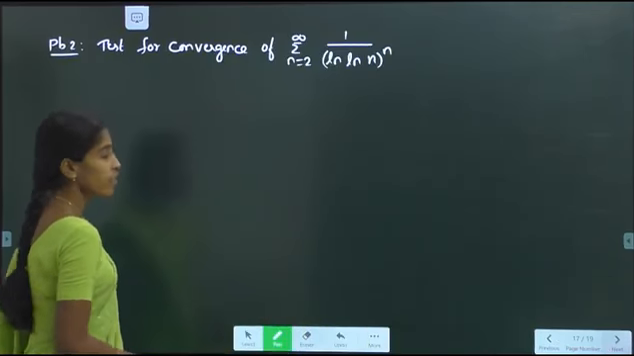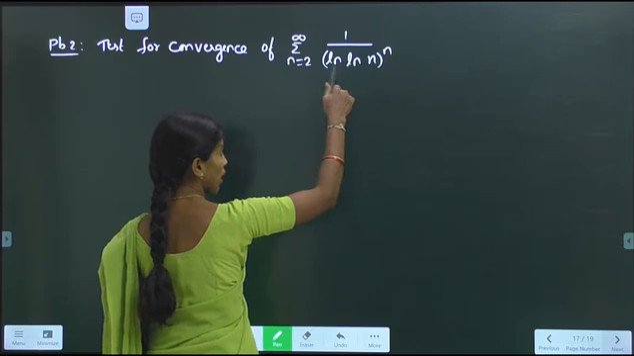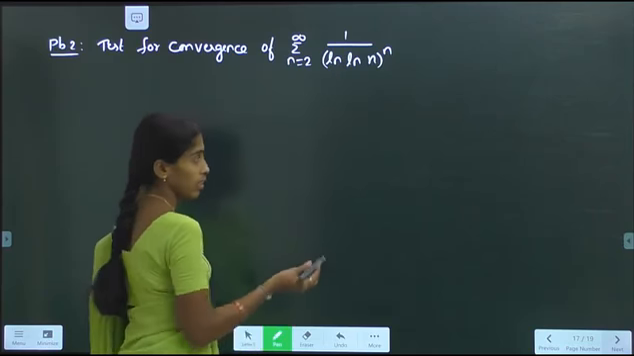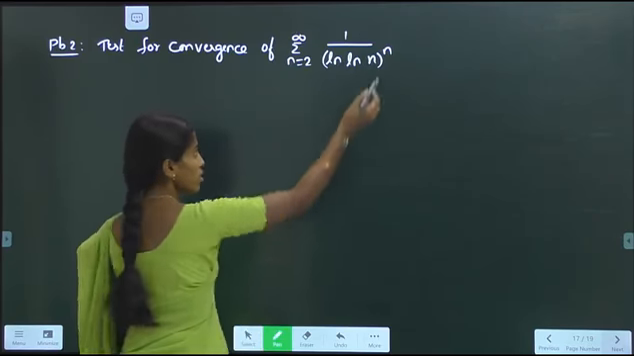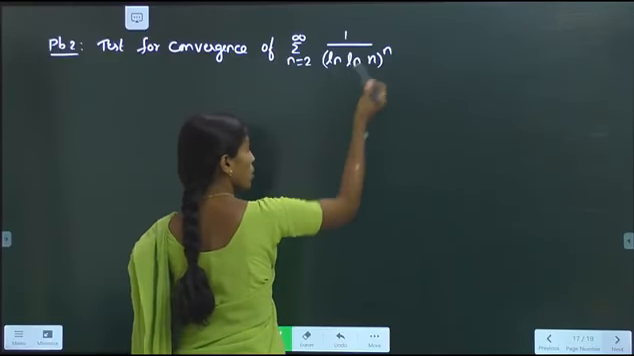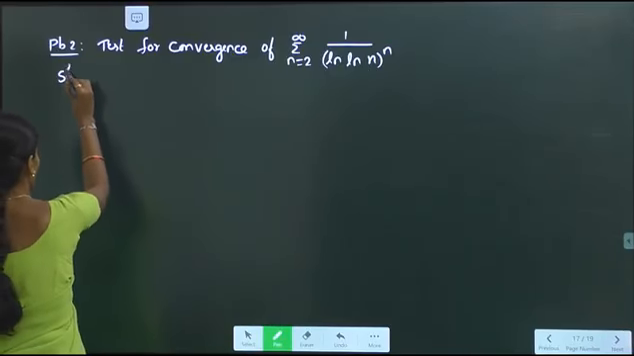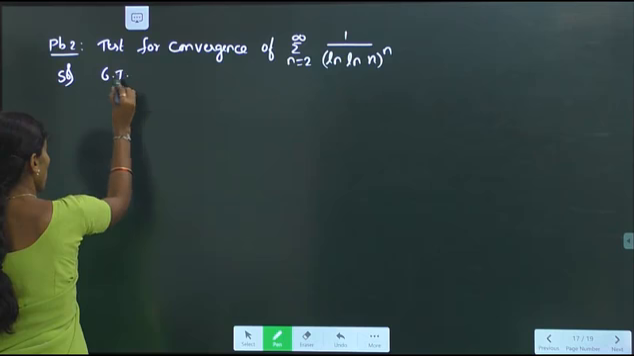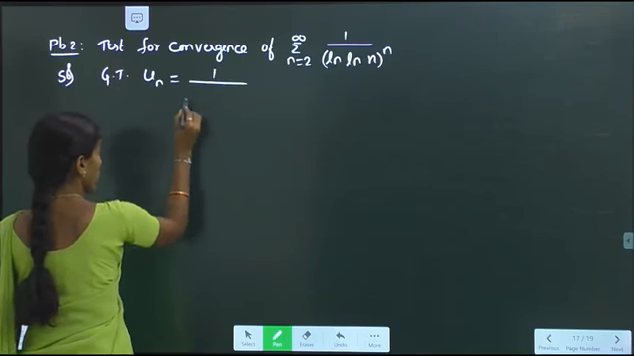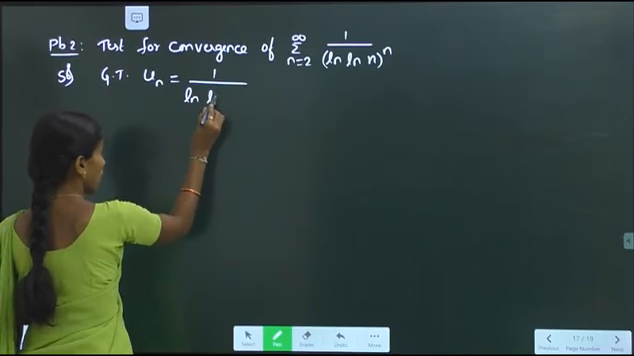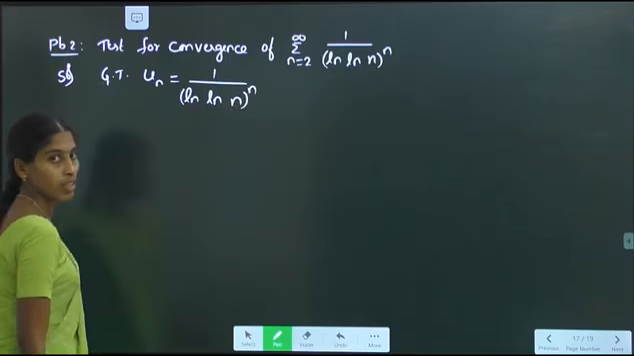Next one, test for convergence of sigma n equal to 2 to infinity 1 by ln, that is log base e, of log n, whole power n. Because this un consists of whole to the power n, we apply the Cauchy's nth root test. So what is un here? Un is 1 by ln of n whole to the power n.